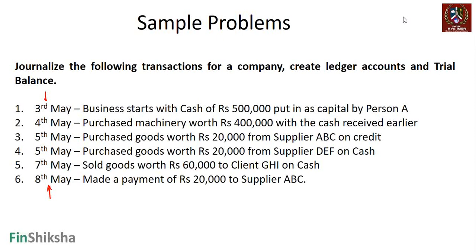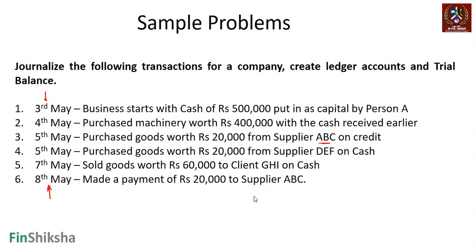Next day purchased goods worth 20,000 from supplier ABC on credit, and the same day purchased goods worth 20,000 from supplier DEF on cash. So half of the supplies were purchased on credit, half of them on cash. A couple of days later, on the 7th of May, sold goods worth 60,000 to client GHI on cash, and then made a payment of 20,000 to supplier ABC. This is the supplier who had given the goods earlier, so the payment of 20,000 was made to the supplier, right?